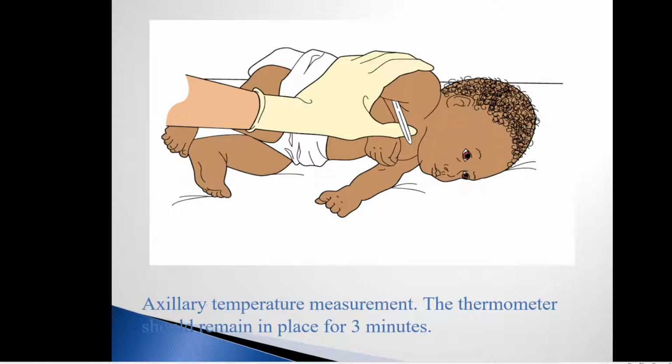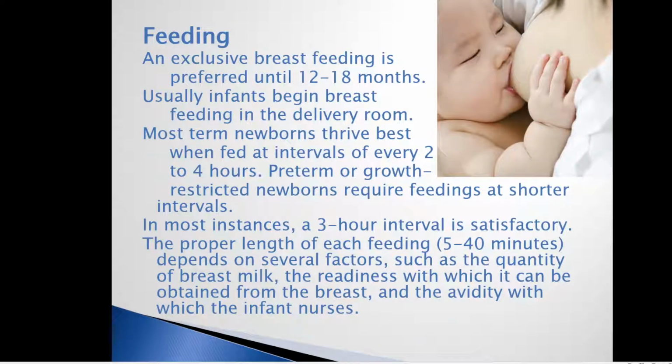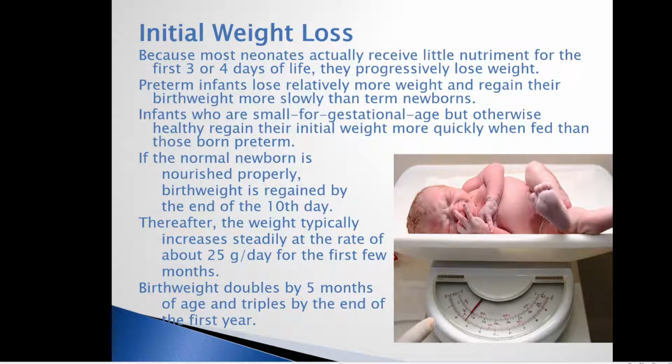The thermometer should remain in place for a minimum of 3 minutes, and usually we start thermometry 30 minutes after delivery. And if the temperature is normal, after 30 minutes we start breastfeeding. After 2 hours, we use anthropometry. We measure fetal weight and fetal length, circumference of the head, circumference of the chest.